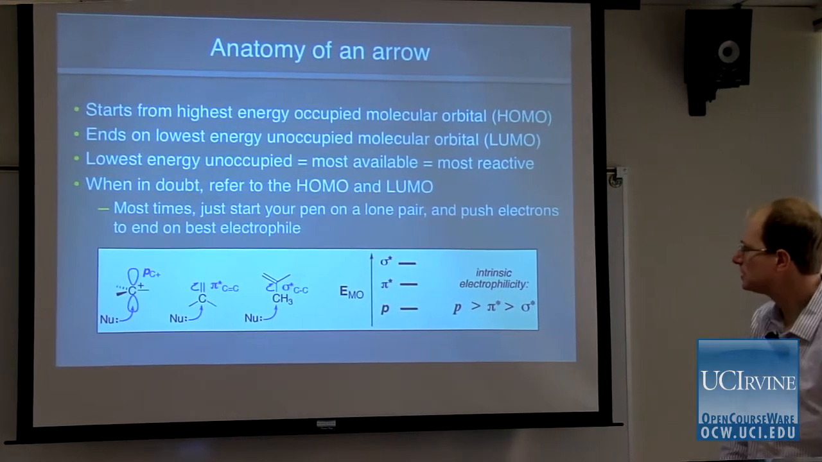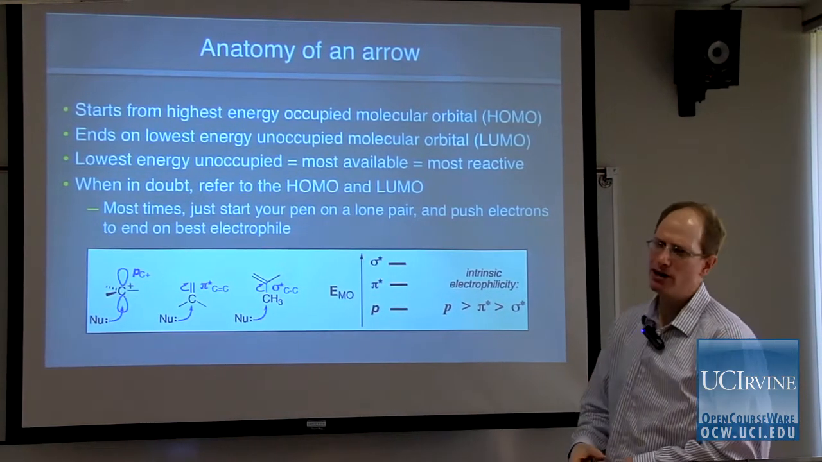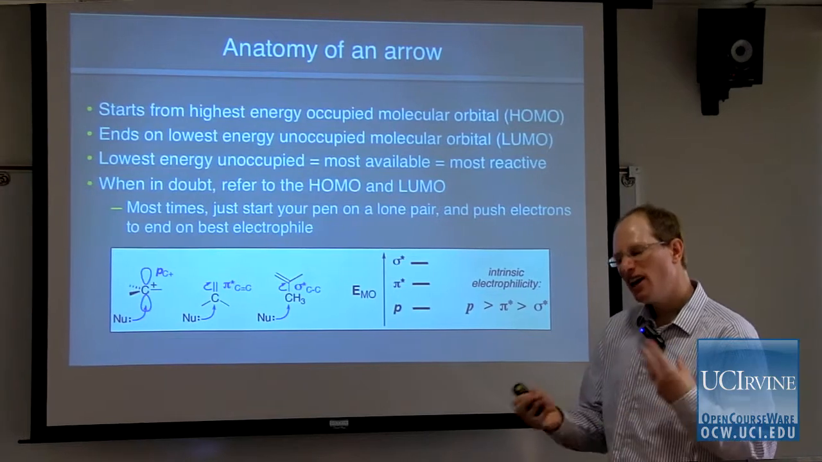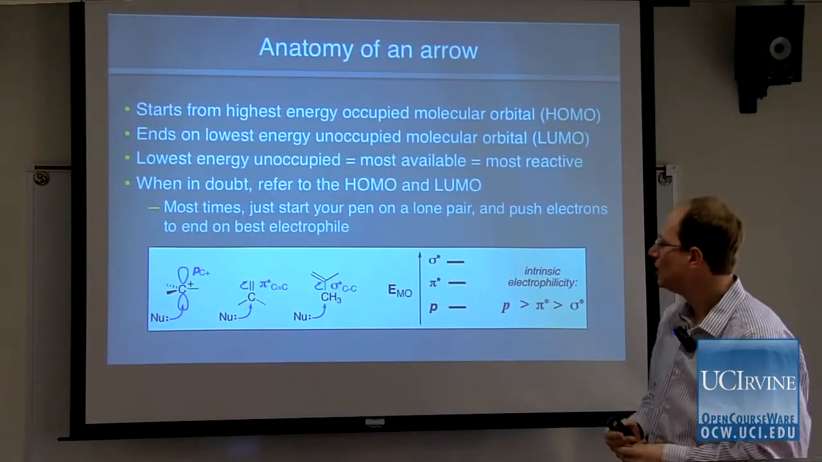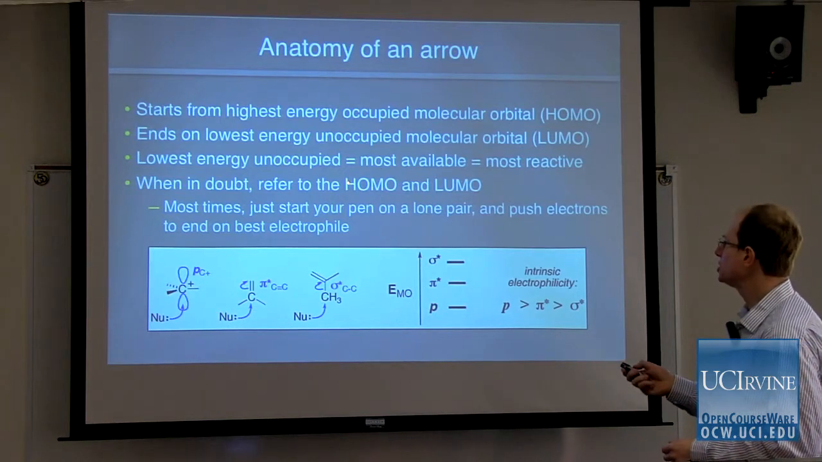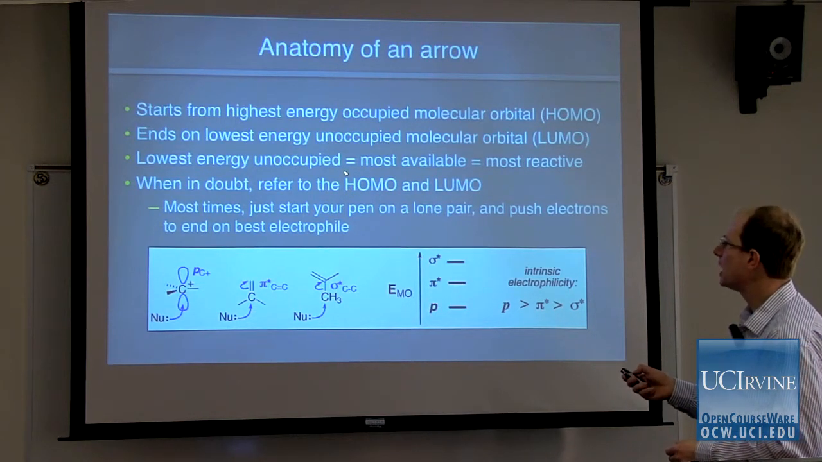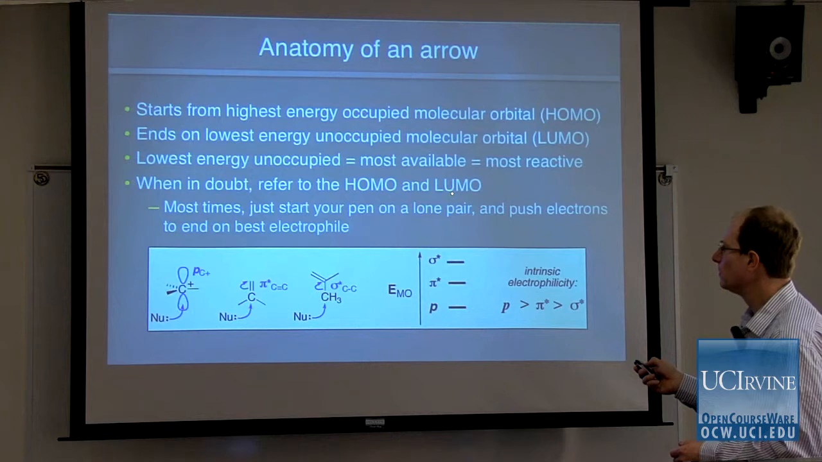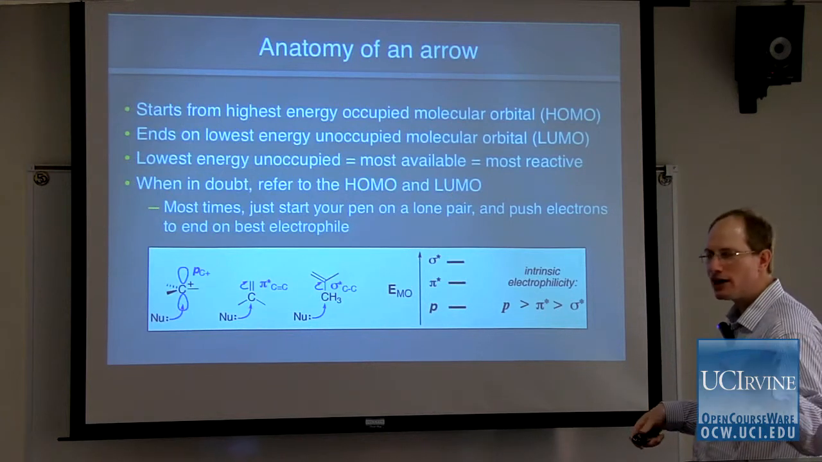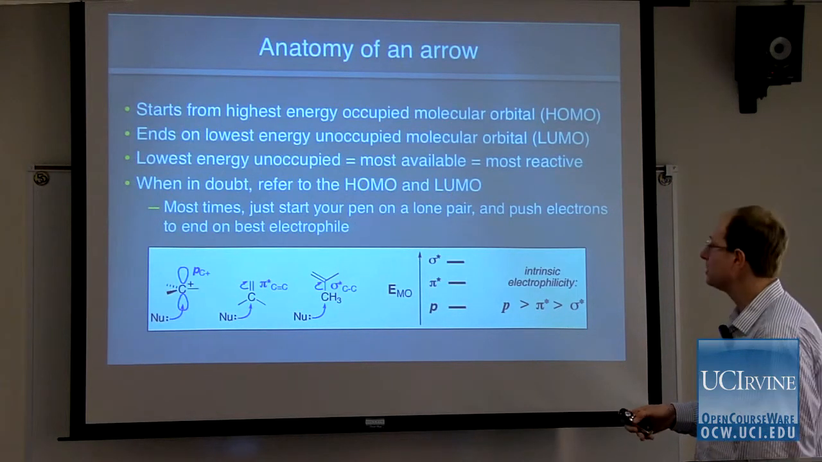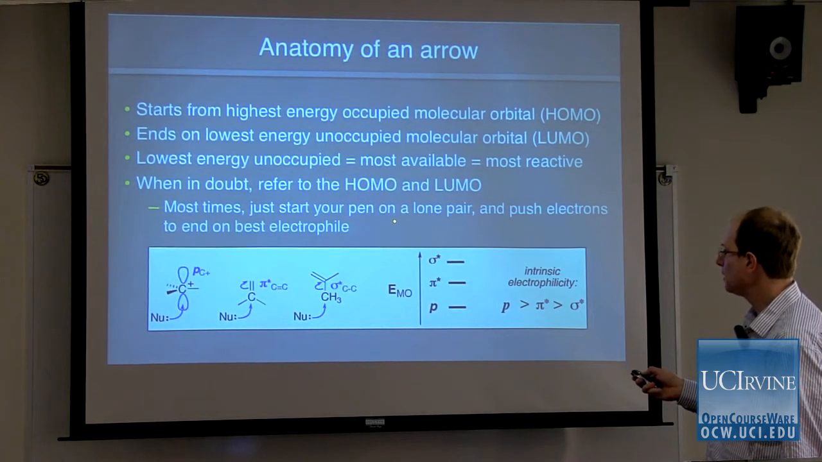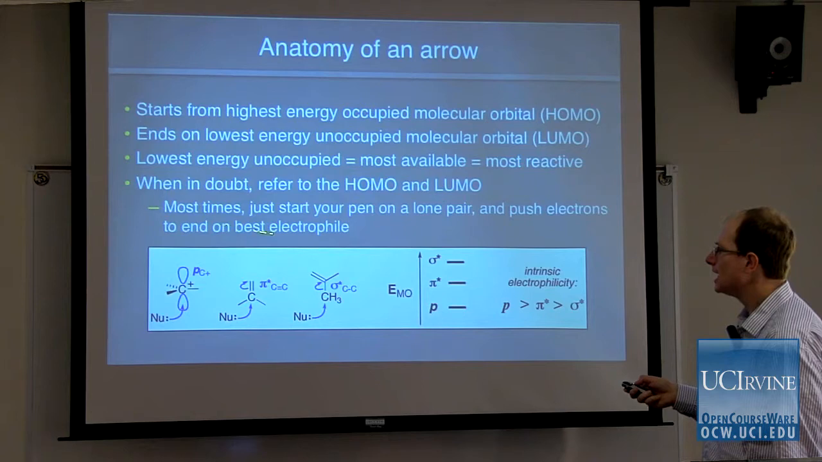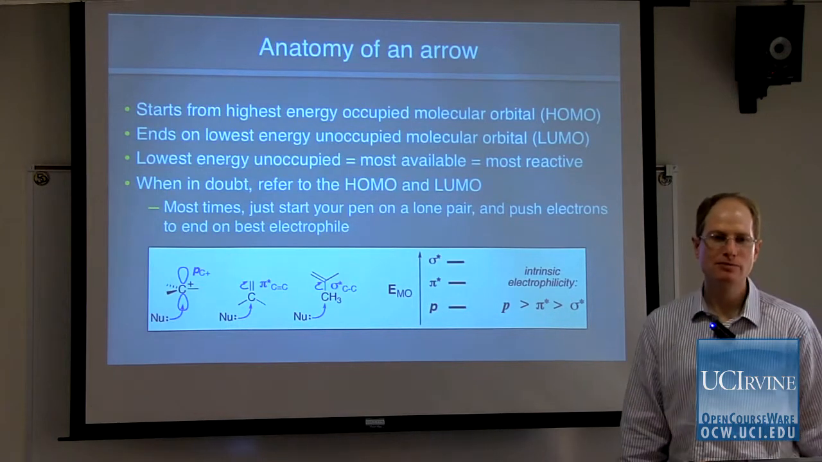Now, the problem is, again, we oftentimes have many HOMOs, we have many LUMOs. What's an organic chemist to do? What's a student supposed to do? So when in doubt, refer to this idea of looking for the highest HOMO and the lowest LUMO. I can simplify it, cut it down to make it even easier for you. Most of the time, just put your pen on a lone pair and start pushing electrons to end on the best electrophile. Okay, it's that easy.